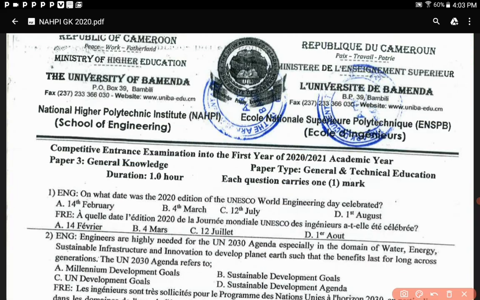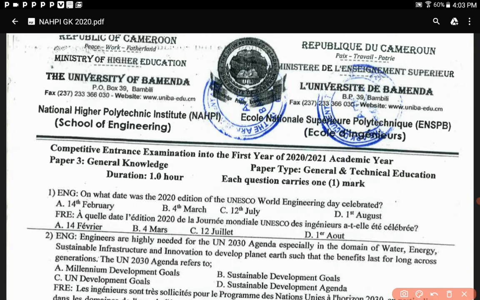Let us get started. So I pick my pen. The first question, I'll be reading the English version. On what date was the 220 edition of the UNESCO World Engineering Day celebrated? The question again, on which date was the 220 edition of UNESCO World Engineering Day? UNESCO World Engineering Day 220 edition was celebrated on the 4th of March 2020.